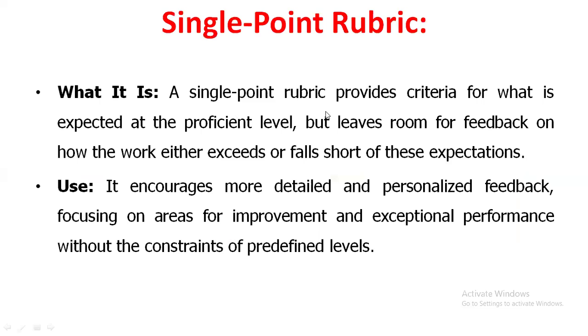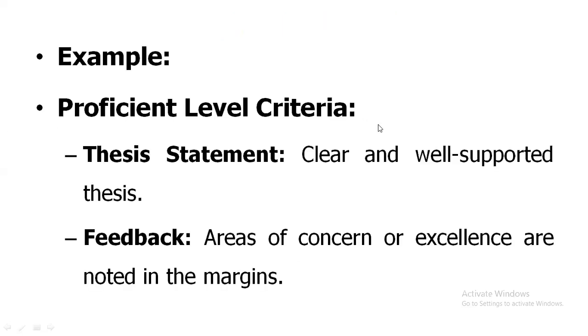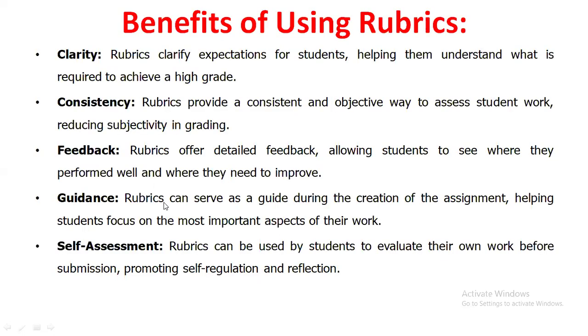A single point rubric provides criteria for what is the expected and proficient level, but leaves room for feedback on how the work either exceeds or falls short of this expectation. It encourages more detailed and personalized feedback, focusing on improvement and exceptional performance without the constraint of predefined levels. Proficiency level criteria: thesis, the student has a clear and well-supported thesis. Feedback: areas of excellence are noted in the margins.